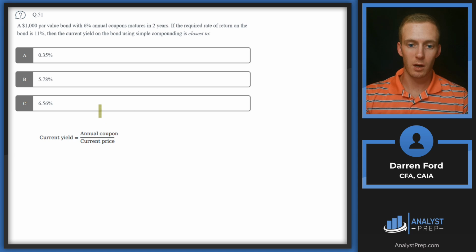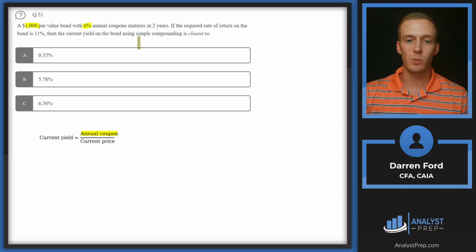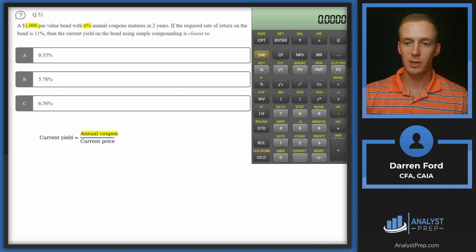So we'll take our annual coupon and then divide that by the current price. Our annual coupon is going to be pretty simple. We'll take that 6% by the par value, so our coupon is going to be 60. And then current price we are not given in the formula, so we're going to need to derive that from our time value money calculation on the calculator.